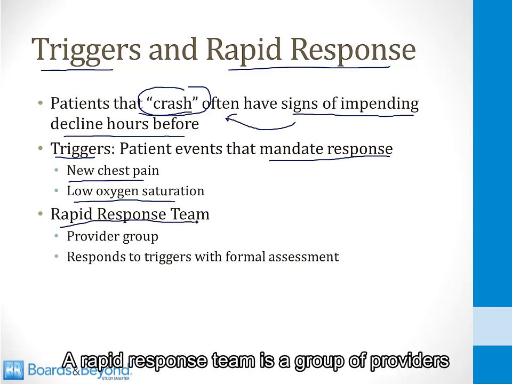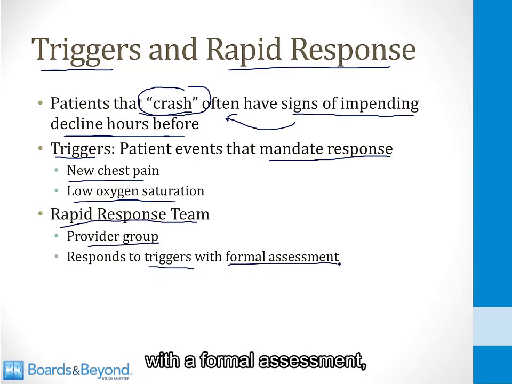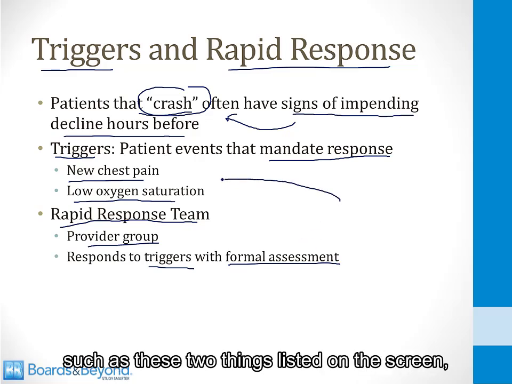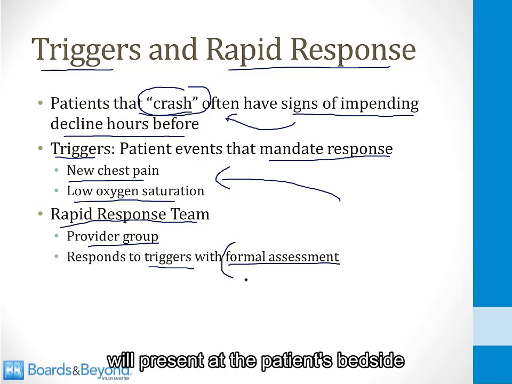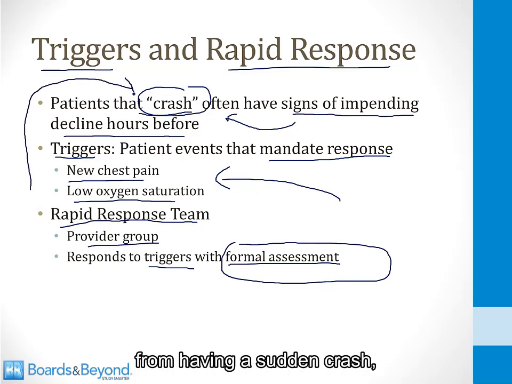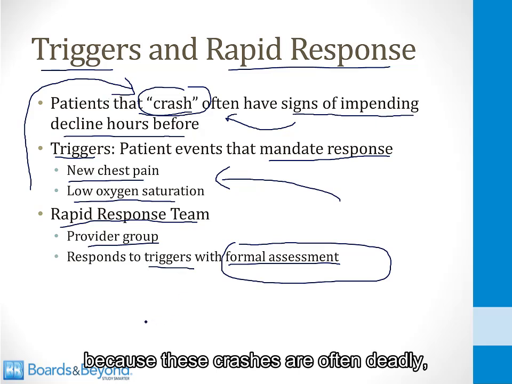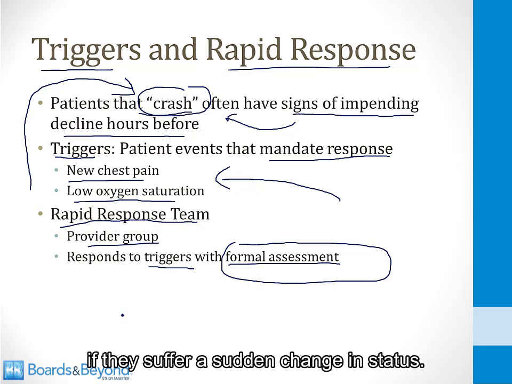A rapid response team is a group of providers that responds when a trigger occurs with a formal assessment. So for example, in my hospital, anytime a patient has a certain event, such as these two things listed on the screen, a rapid response team will present at the patient's bedside and do a formal assessment. They may implement medication changes, they may move them to the ICU, and the goal is to prevent the patient from having a sudden crash because these crashes are often deadly and many patients don't survive the hospitalization if they suffer a sudden change in status.